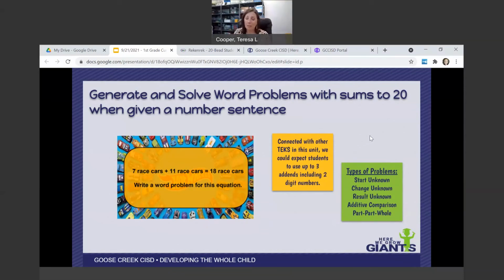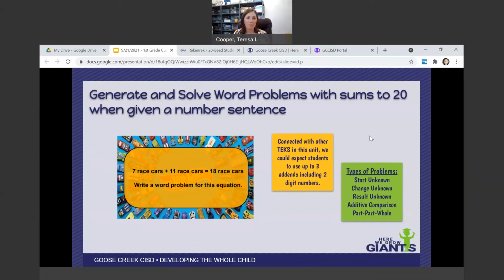And we could expect our kids, not at the beginning, but as we've scaffolded this and as we've learned, to use up to 3 add-ins and include 2-digit numbers, because all of these TEKs in this unit are connected. So when we start learning how to do this, we want to start by giving kids some support around the equation, not just a blank equation, 7 plus 11, write a word problem. That's pretty intimidating to a 6-year-old or 7-year-old student. So we want to start by providing some support for them as they learn how to do this.